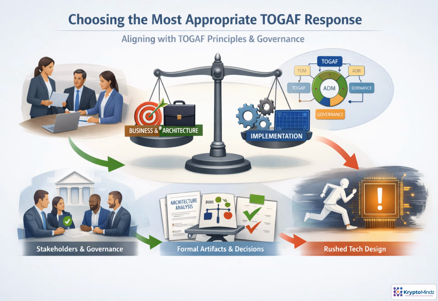In practitioner scenarios, several options may sound reasonable. Test which one behaves most like TOGAF. Start with business alignment. Does the action protect the link between goals, requirements, and implementation choices? Then check governance. Are the right stakeholders, architecture board, or decision bodies involved at the right point in the ADM? Strong answers use formal artifacts, trade-off analysis, traceability, and documented decisions. Be cautious of answers that bypass governance, ignore requirements, or rush into detailed technology design before the architecture work is ready.